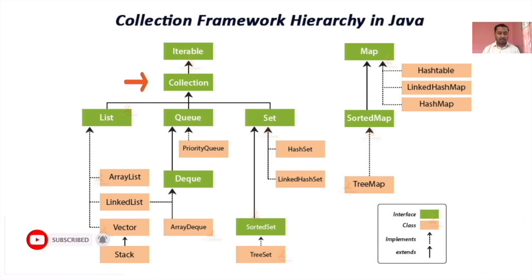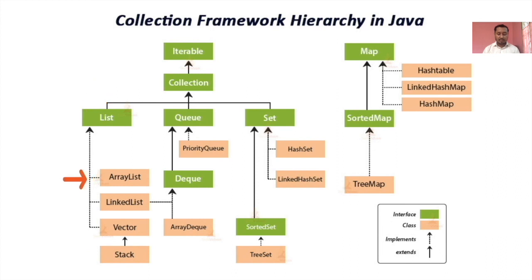Then we have the Collection interface. Collection interface extends the Iterable interface. Collection interface methods are common to the whole collection framework. Then we have the List, Set and Queue interfaces, which extend the Collection interface. Set does not allow duplicate elements. Queue maintains first in first out order. List allows duplicate elements and maintains the insertion order.